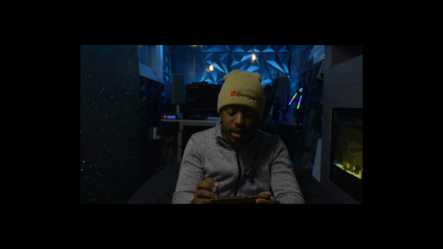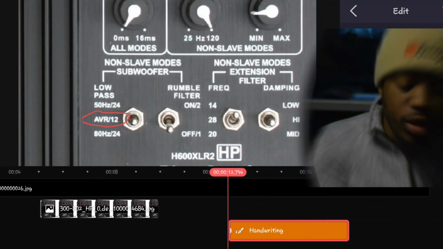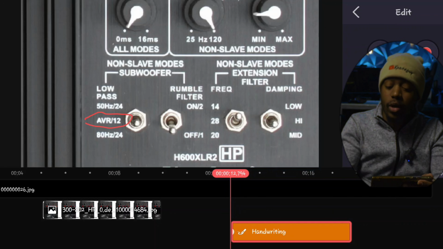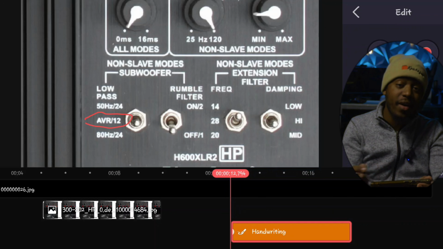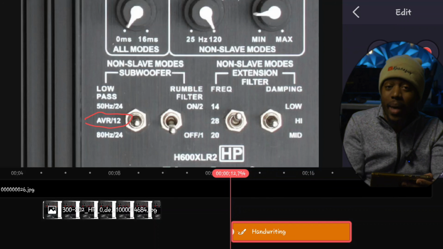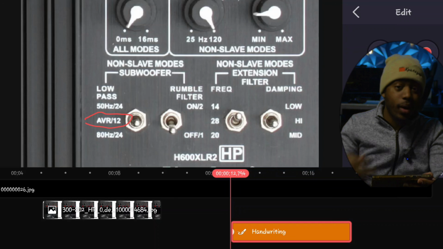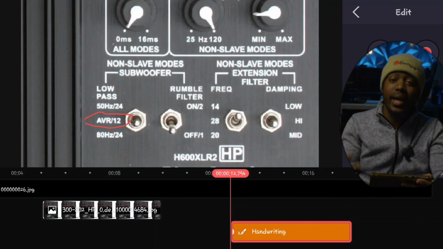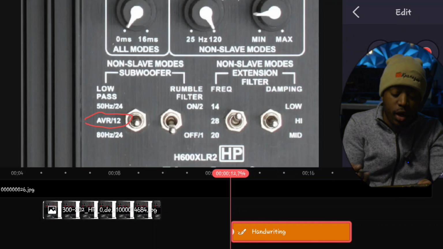If you are going to use your subwoofer in a home theater application with an AVR, which means AV receiver, you're going to want to put it in AVR 12. AVR is the source that it's plugged up to, and then 12 is the frequency extension. So 12 Hz is what my subwoofer is rated down to. So I want to get all the low bass that I can, so I want it set to AVR 12 mode.